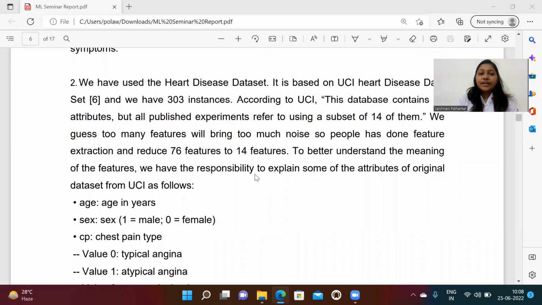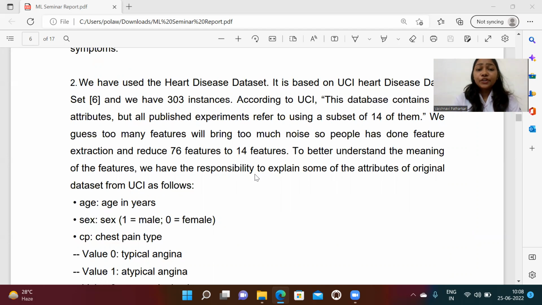We have the UCI heart disease dataset. According to UCI, the dataset has 303 instances, that is rows, and 76 attributes, that is columns. But in this study, we only include 14 features among 76 because we guess that too many features will cause too much noise. So understand the meaning of the features.